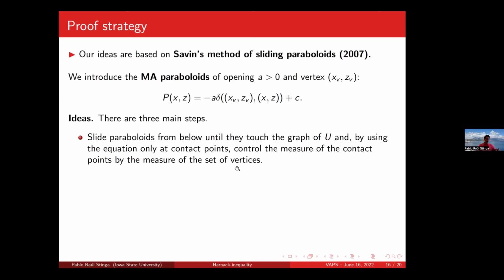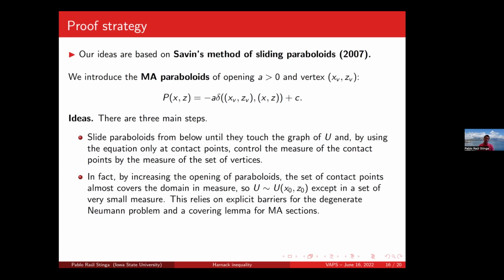So you have a set of vertices, you take those paraboloids with those vertices, and then slide them up until they touch. And then you control the measure of the contact points by the measure of the set of vertices. This is the replacement, let's say, of the AVP estimate, okay?